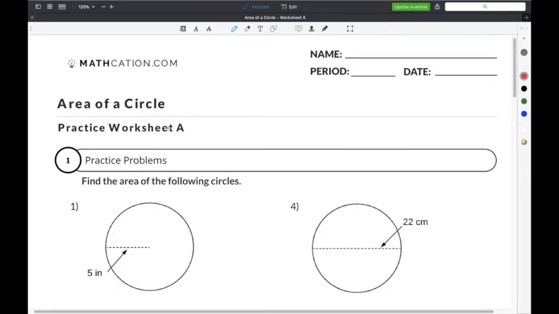This video is about how to find the area of a circle. You can get the worksheet used in this video for free by clicking on the link in the description below.